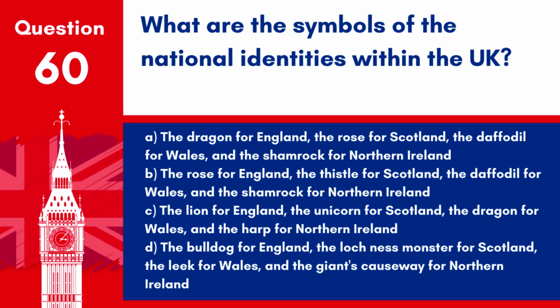A. The dragon for England, the rose for Scotland, the daffodil for Wales, and the shamrock for Northern Ireland. B. The rose for England, the thistle for Scotland, the daffodil for Wales, and the shamrock for Northern Ireland. C. The lion for England, the unicorn for Scotland, the dragon for Wales, and the hart for Northern Ireland. D. The bulldog for England, the Loch Ness monster for Scotland, the leek for Wales, and the giant's causeway for Northern Ireland.